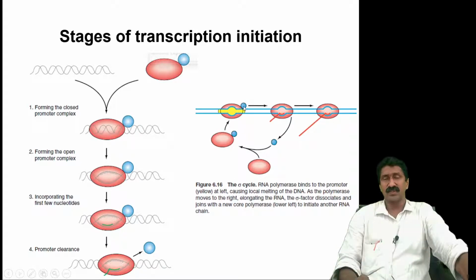So promoter clearance occurs, the initiation occurs, and after the synthesis of a short stretch of RNA, the sigma factor is released and the RNA polymerase moves ahead, elongating the RNA transcript. The sigma factor can again bind to the core enzyme to produce the holoenzyme, and then start another process of initiation.